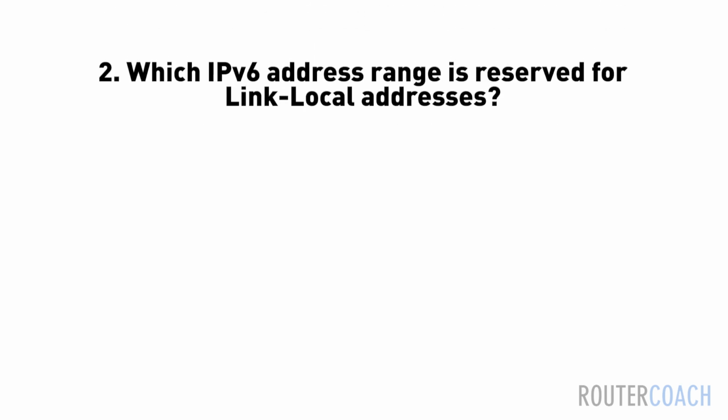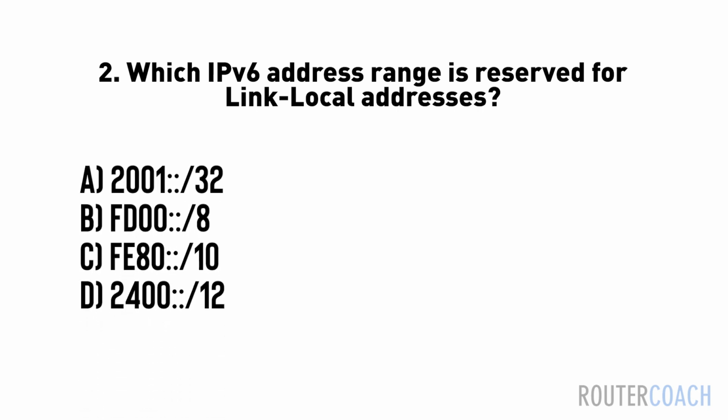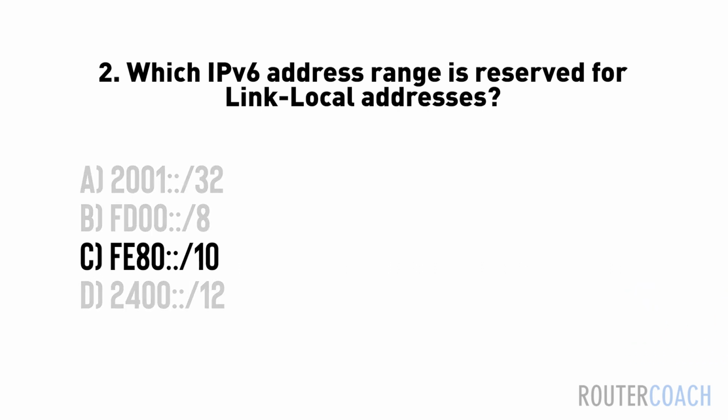2. Which IPv6 address range is reserved for link local addresses? A. 2001:32, B. FD00:8, C. FE80:10, D. 2400:12. The answer is C.